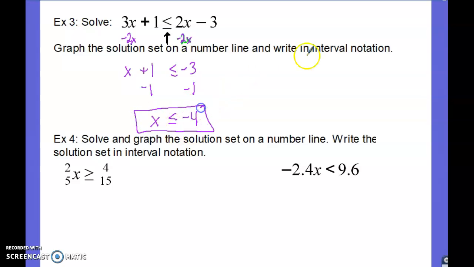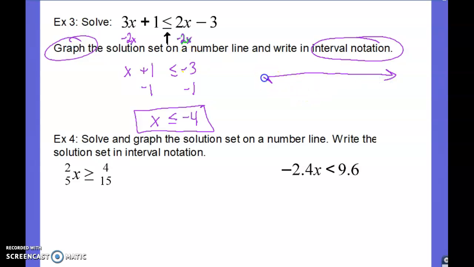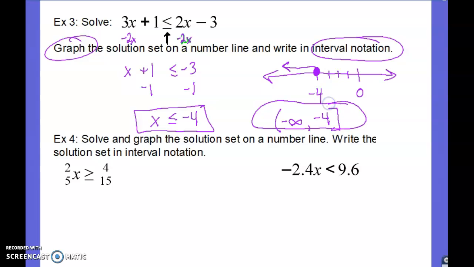All right, but that's not good enough. We have to write in interval notation, and we have to graph it. So please write 0 somewhere on your page to show me that you understand that -4, where 1, 2, 3 is over here. I need to fill it in, and less than is indicating to the left. So in interval notation, I'm going to start at -infinity because my arrow is to the left, and I stop once I get to -4 with a bracket because it equals. I don't like that circle.